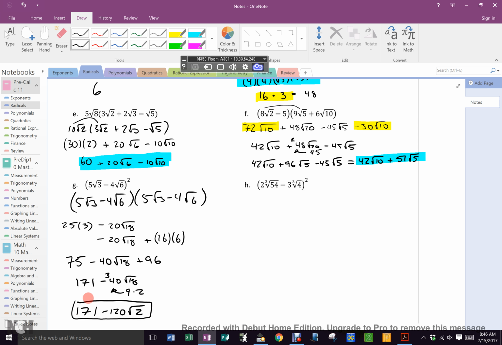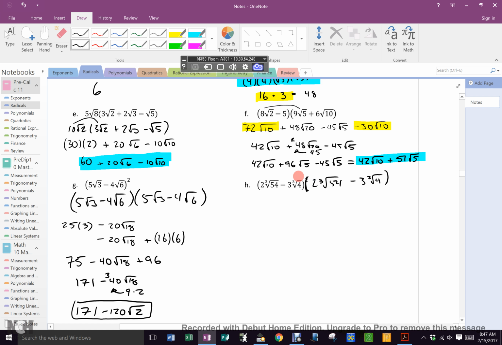Okay. All right. Now look at H. It looks scary, doesn't it? Do you think anything changes? No, of course not. This squared means what? Everything. So I'm going to just write this again. 2 cube root 54 minus 3 cube root 4. Now, you guys are smart kids. Is that a coefficient? Yep. Is that a coefficient? Yep.